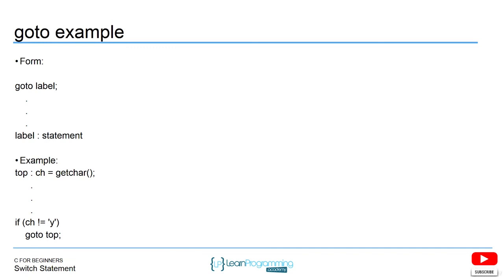So in this example here, we have a label called top, and it has a colon. That's how you know it's a label. And top has some statements. And at the very bottom of that, you have an if statement, and you say if the char equals y, go to the top. So again, you see how you can just jump all around in your code, and that makes it very hard to follow.